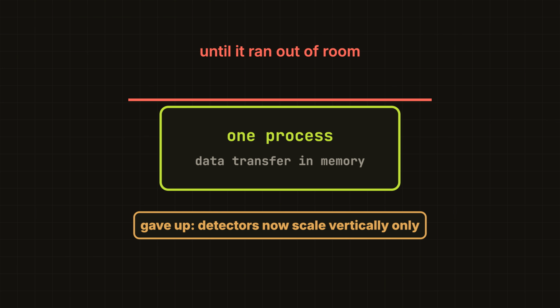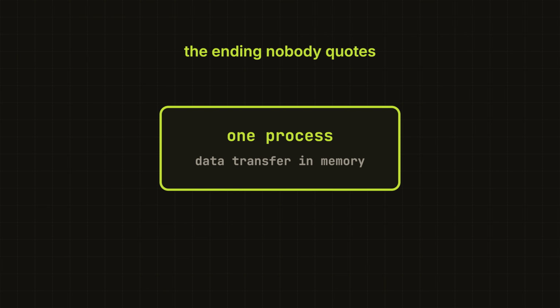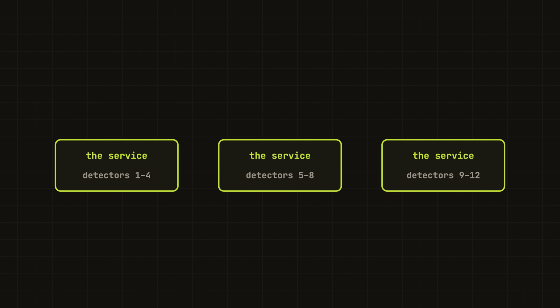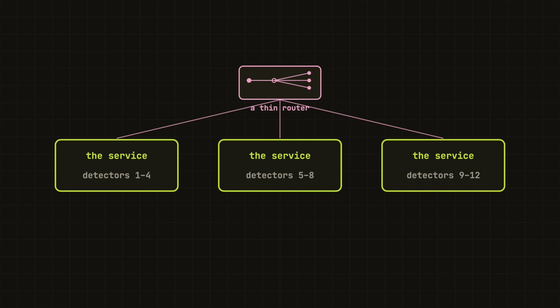And now, the ending, which I have basically never seen anybody quote. They kept adding checks and they ran out of room on one machine. So, what did they do? They made several copies of the service, and each copy got a different set of detectors. And they put a thin layer in front to send each request to the right copy. And their own conclusion is that it has to be decided case by case, workload by workload.